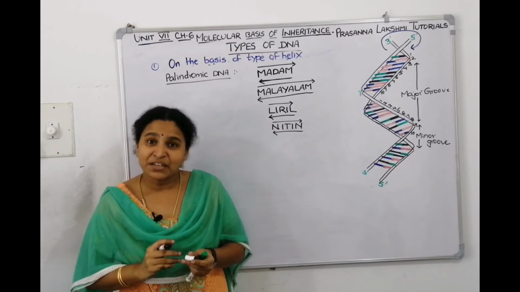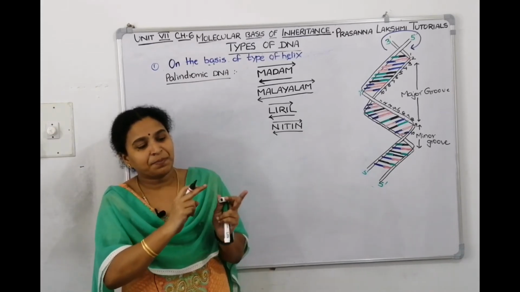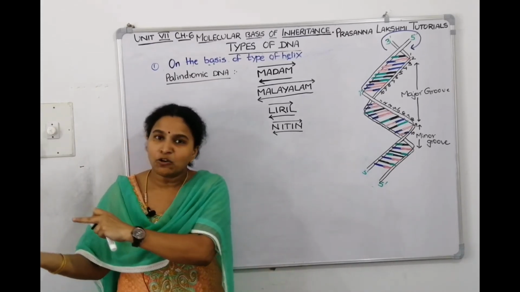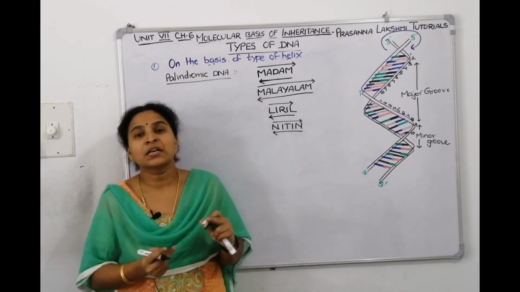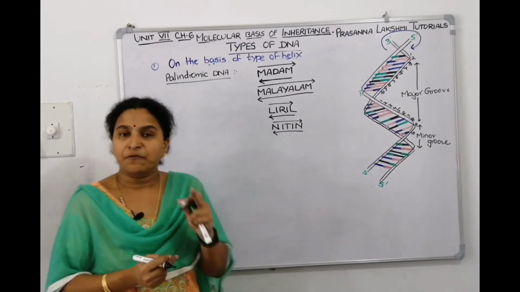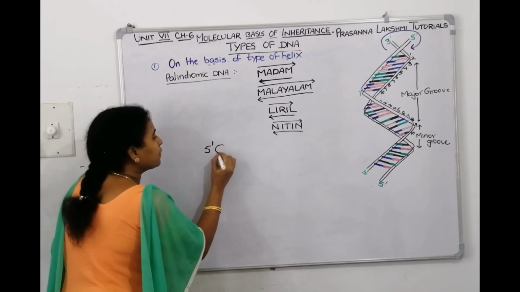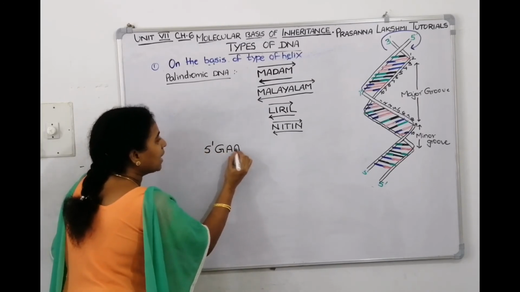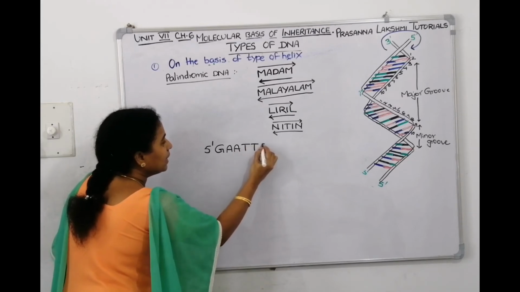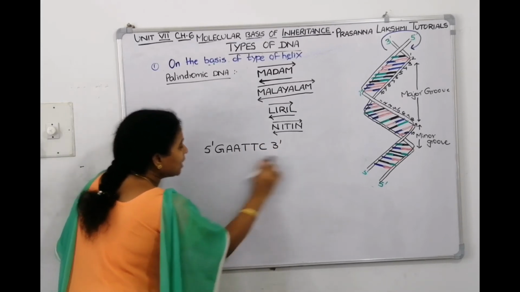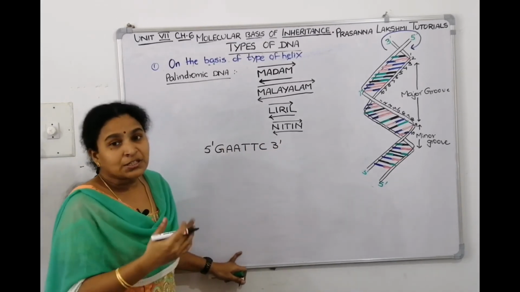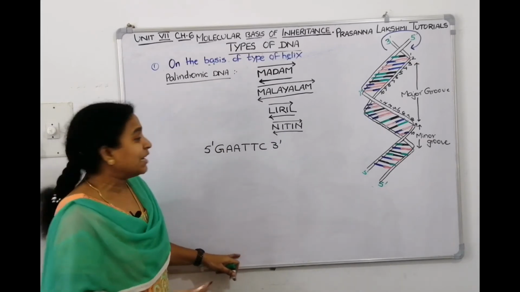But what is palindromic DNA? So 5' to 3', the sequence is this side. On the opposite side also, if it has the same sequence, that is called a palindromic DNA. For example, I'll give a sequence, 5' G, A, T, T, C 3'. One sequence I took. Now, the opposite strand, since it is complementary, it is anti-parallel.